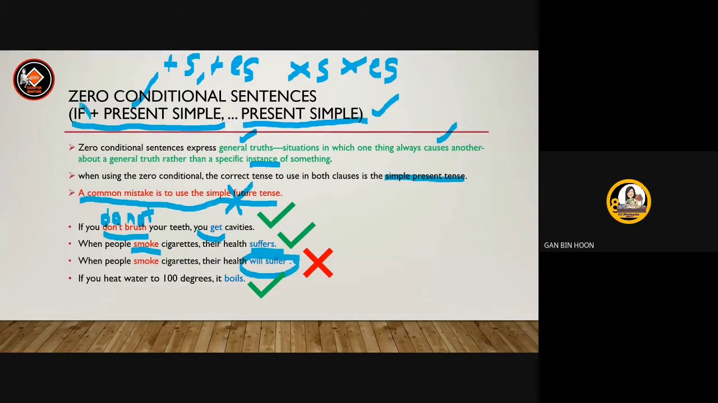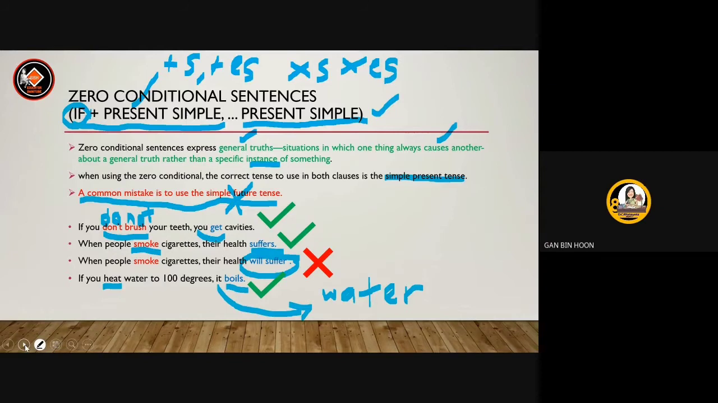Kalau ada perkataan yang mula dengan if, kalau dia satu kenyataan ataupun satu fakta, you must use present and present. For example, if you heat water to 100 degrees, it boils. Kenapa ada S? Because it is water. Water tak boleh bilang, cannot count, so you must put S or ES. Can you understand? It's easy, right? So ini dipanggil zero conditional. Zero bermaksud kenyataan, fakta.